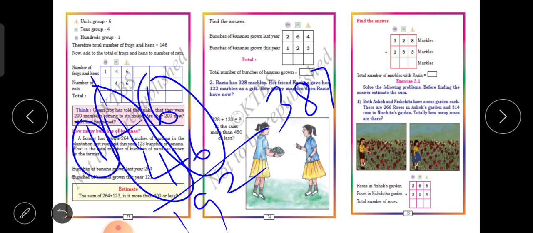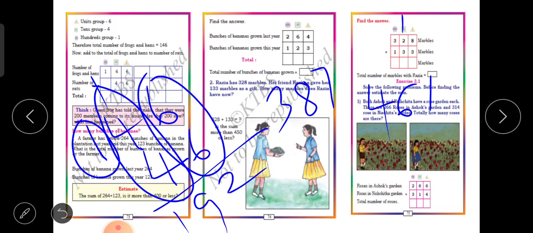Okay, so here we are estimating the number. See here, how many marbles are there? 328 plus 133. So what is the answer? 8 plus 3, 9, 10, 11. 1 carry 1. Okay, 2 plus 3, 5, 6. 3 plus 1, 4. Okay, so now we are going to solve the other sums.